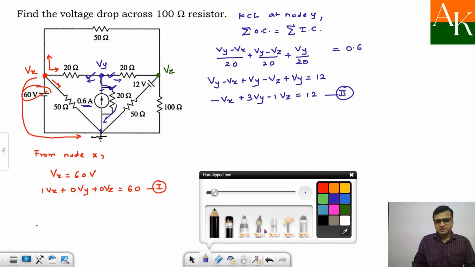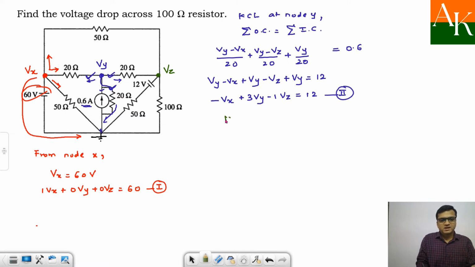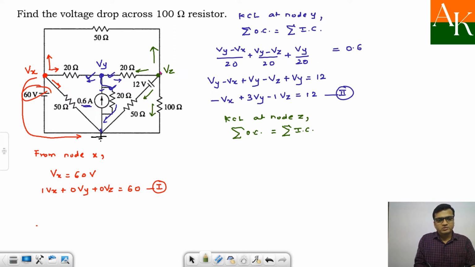Now I have to write down the third equation. So KCL at node Z. Can you apply KCL at node Z? There is no problem over here. No problem for this branch also. Even no problem for this current, and even one can write down this thing. So when you are applying KCL at node Z, you have to write summation of outgoing current at node Z is equal to summation of incoming current to the node. So no current source is connected to node Z. So I will assume all the currents as outgoing, and there are 4 outgoing currents.